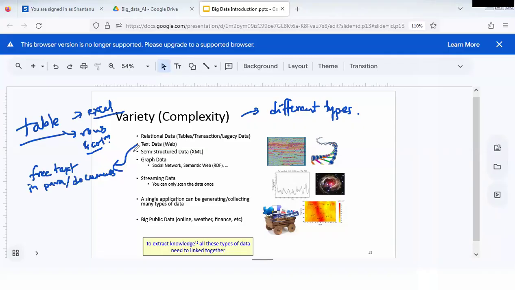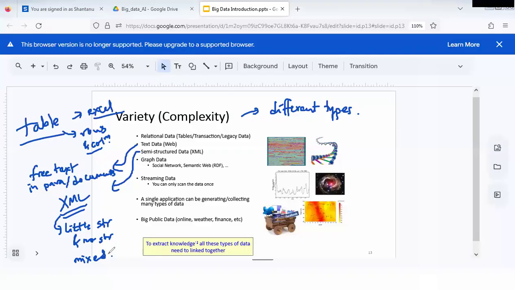It can be treated as text data, just like a website which is describing a lot of things, like Wikipedia or something. Then there is semi-structured data like XML, extended markup language. This is a special kind of data where semi-structured means a little structure and no structure mixed.